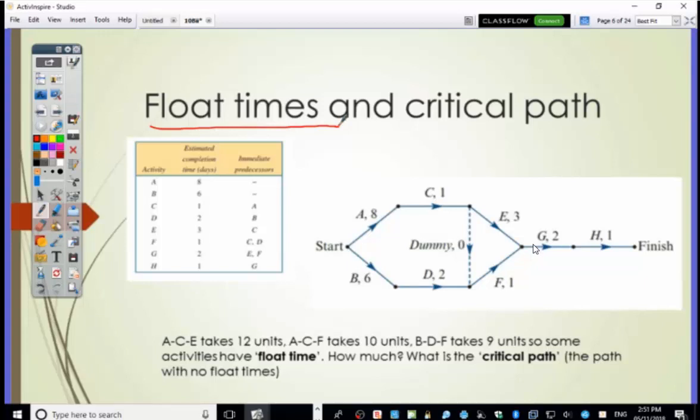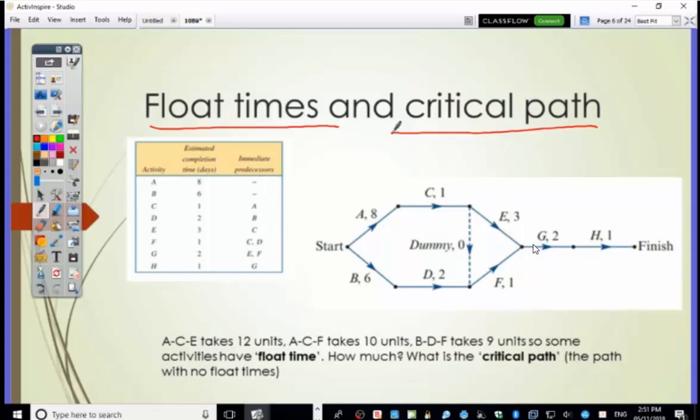It's called float time. The other thing that you're going to get off this is something called the critical path, which is the path through the network which has got no float time. Everything is critical. Everything has to start and finish on time. That's why it's called the critical path. We'll very quickly find out what that is by doing the procedure. So those 2 things are going to come out of what we're going to do next.